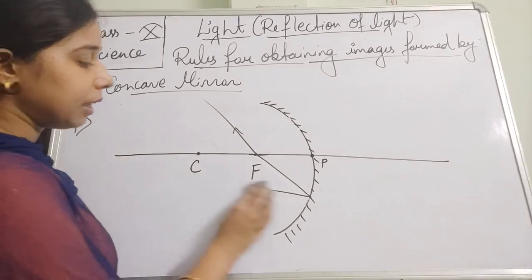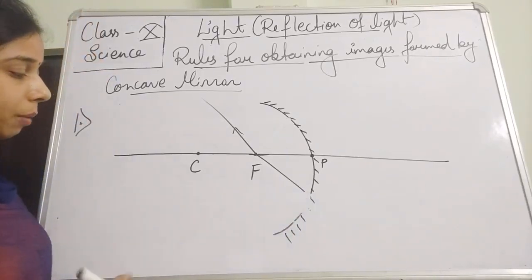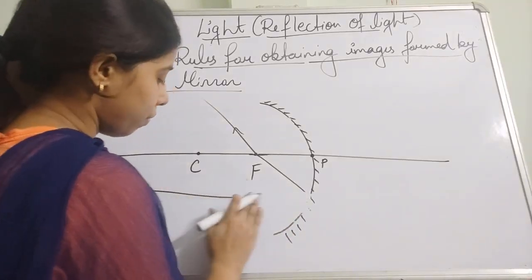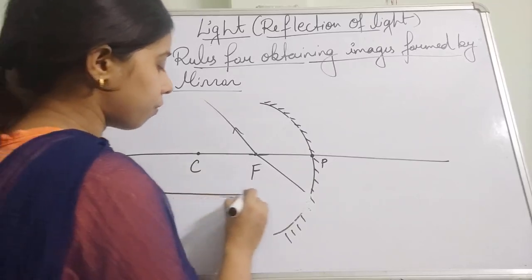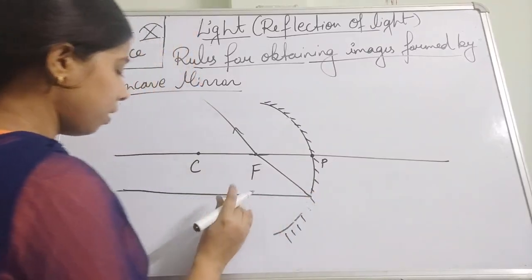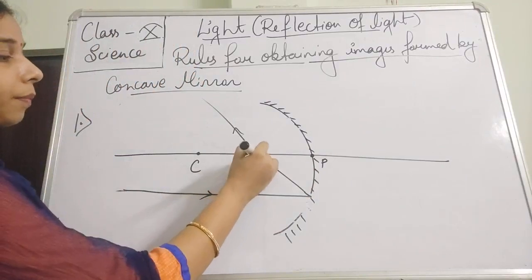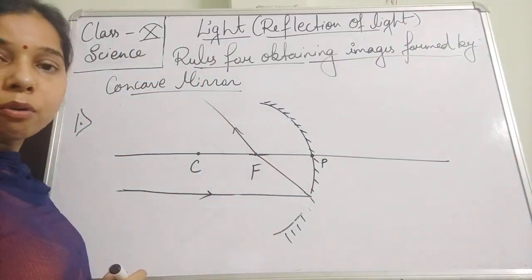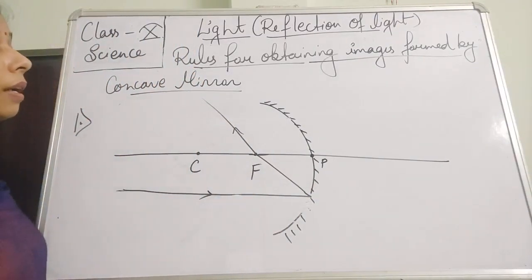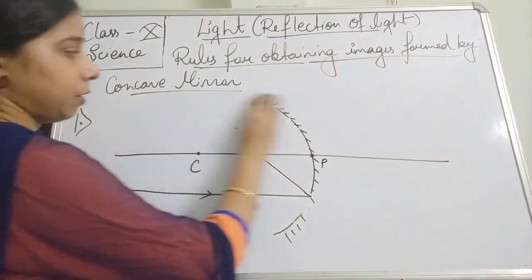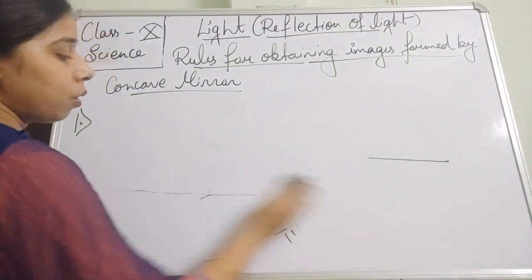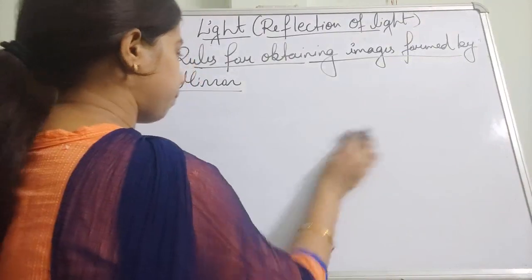So we can say that a beam of light when it falls on the surface of the mirror passes through the principal focus, students. So this is the first rule of the concave mirror.